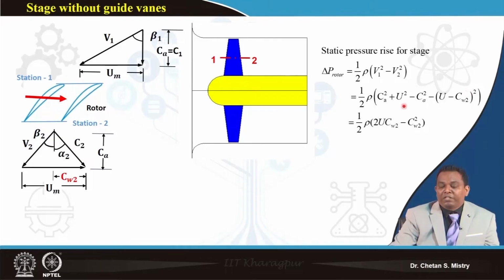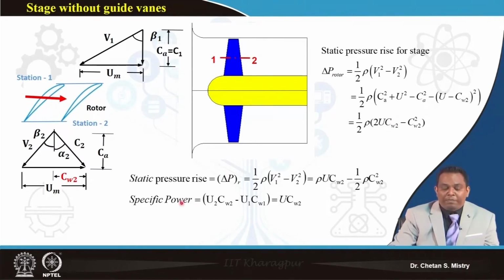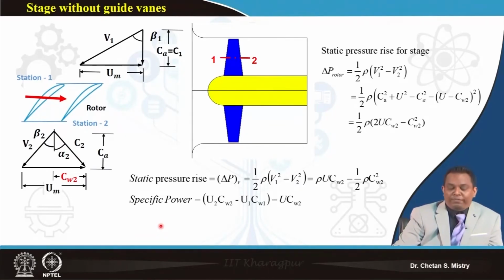Now once I simplify this equation, my static pressure rise in the rotor is given by this equation. So let me put this: static pressure rise is rho u CW2 minus half rho CW2 square, and my specific power, or the power required for running this fan, is given by u into CW2.